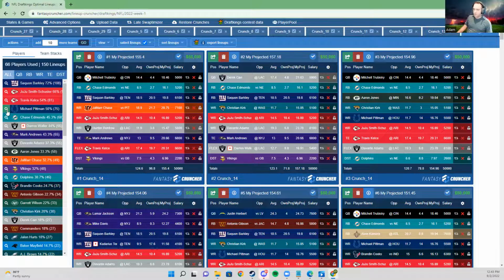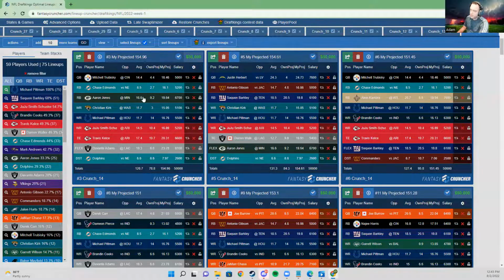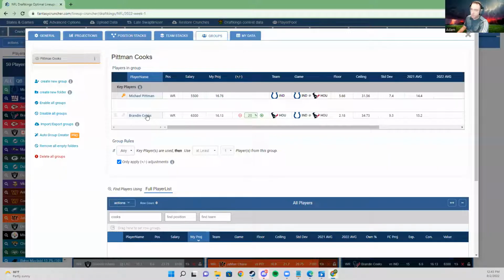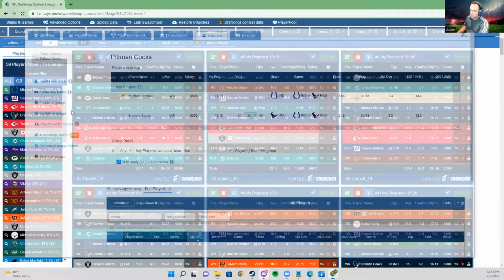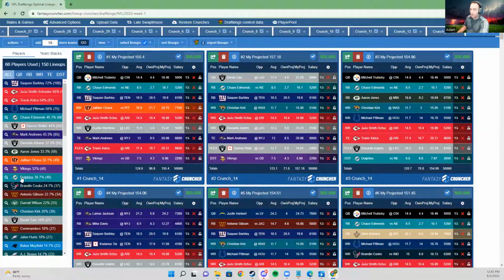And as the crunch finishes here, you'll see if I go to Michael Pittman, hey, this is pretty cool. I added this one simple rule, right? It says when Michael Pittman's used, boost Brandon Cooks' projection by 20%. So that's great. Look at this. Now I've got 50% of my lineups that have Pittman in them also have Brandon Cooks. That's kind of what you want, right?